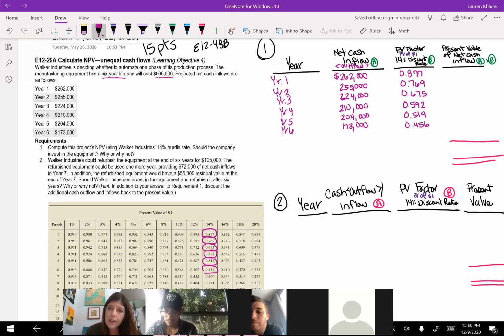We're going to take the net cash inflow, so the inflow cash times our present value factors to calculate the present value of each of these inflows.